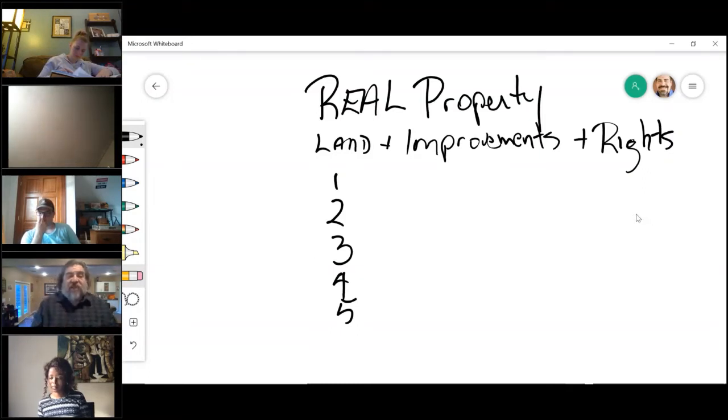For us, we need to understand that real estate and real property truly are two different concepts, all right? Real property includes all of the physical dirt and earth and the naturally occurring plants that are on it, plus any of the improvements that come with it, plus any of the rights.